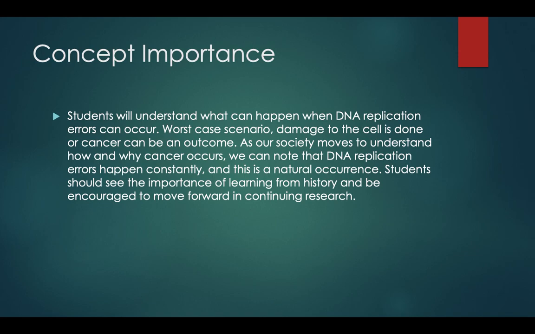The importance of the concept here is that students will understand what can happen when DNA replication errors occur. Worst case scenario, damage to the cell is done, or cancer can be an outcome. As our society moves to understand how and why cancer occurs, we can note that DNA replication errors happen constantly and that this is a natural occurrence. Students should see the importance of learning from history and be encouraged to move forward in continuing research on this topic.